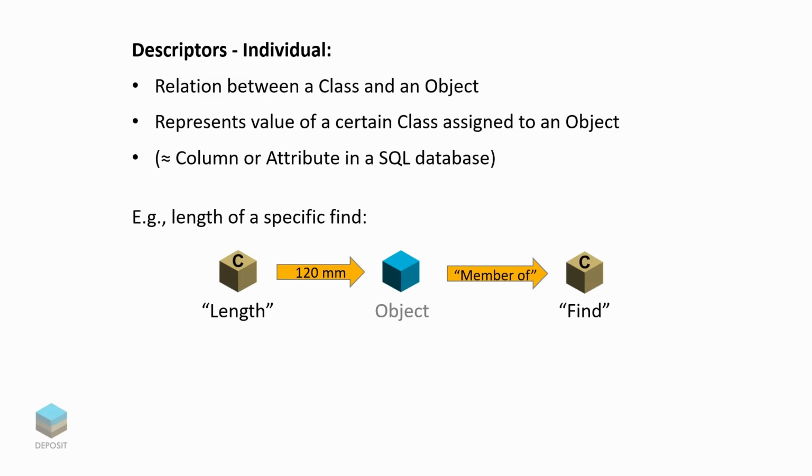So, for example, if we want to record the length of a specific find, then we have the class length, which is a certain category of a property that an object can have, and we connect it by a relation to the object, and the label of this relation would be 120 millimeters, which represents the value of the length. And this object also has a relation to the class find, which is of the member of type. So this means that the object has the class, or is in the category find.